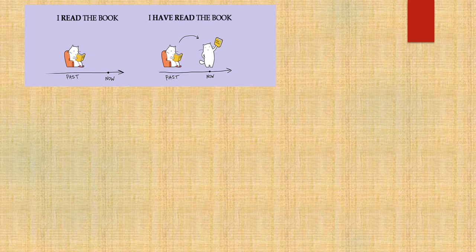I have read the book, present perfect. Here we use the present perfect to talk about a finished action that has a result in the present, or an action that continued to the present.